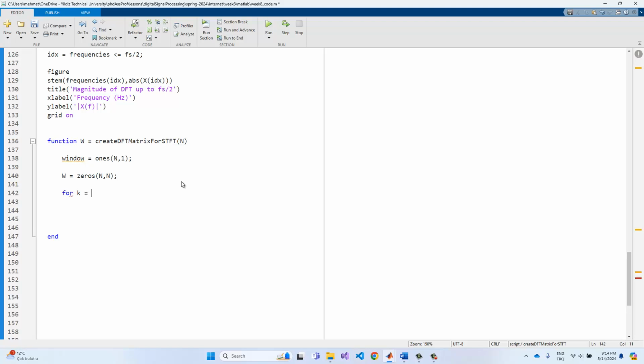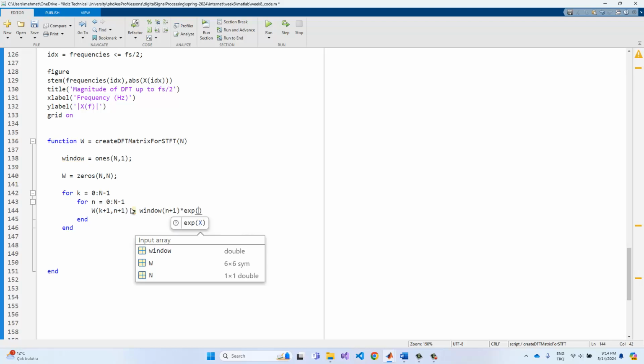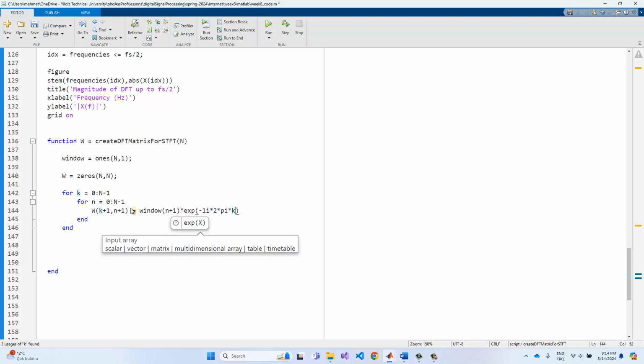For k equals 0 up to n minus 1, for n equals 0 up to n minus 1, W(k+1, n+1) is the window of n plus 1 times the exponential of minus i times 2 times pi times k times n divided by N. This is the creation of the DFT matrix. It is simple, just like that.